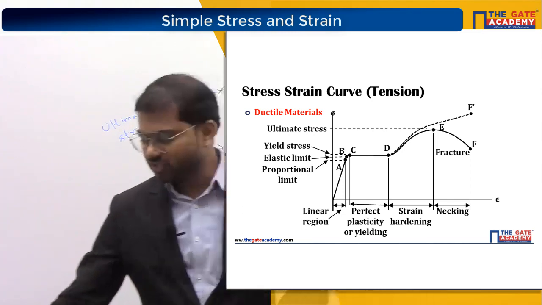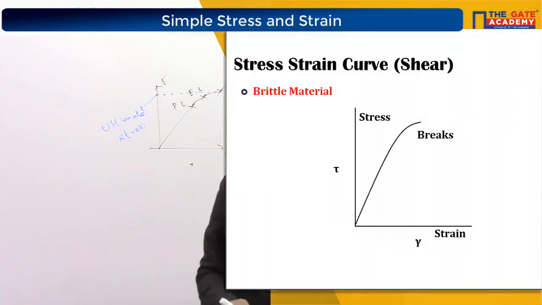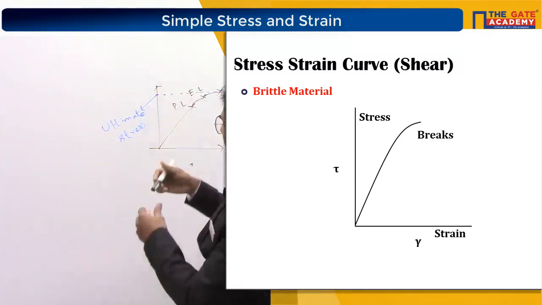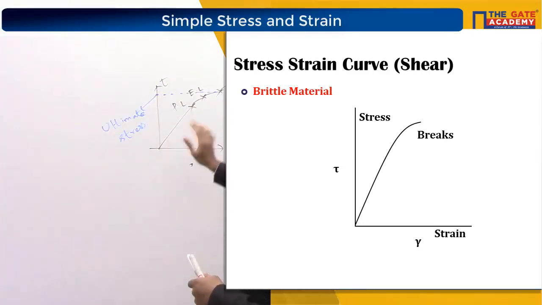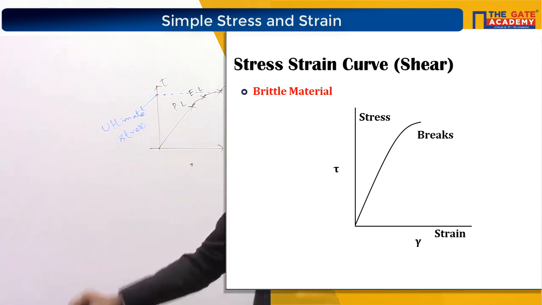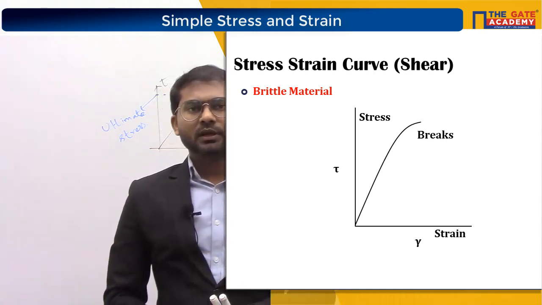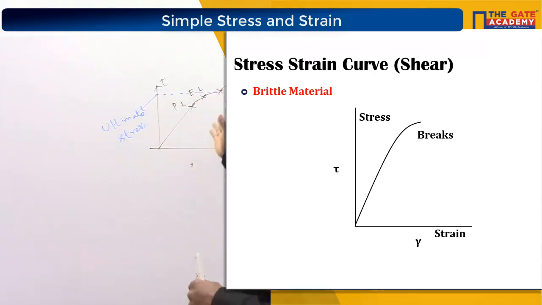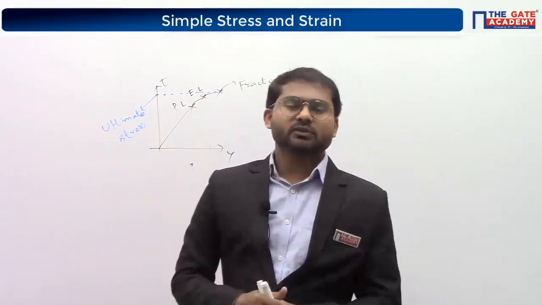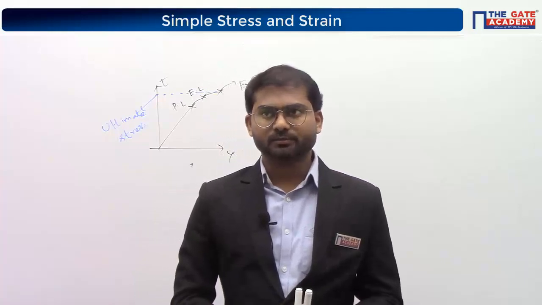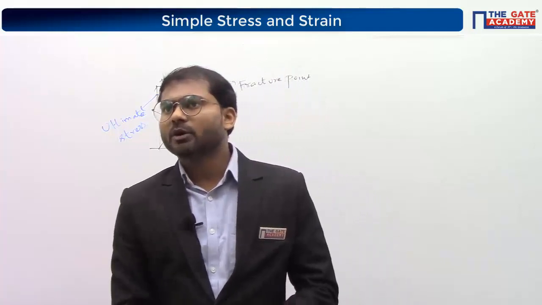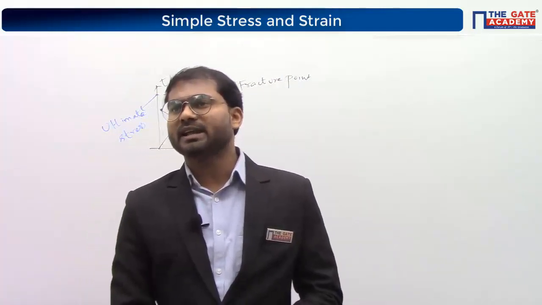Again, if you see the diagram for brittle material under shear, you will get the same type of diagram. So I can put this as shear stress and this is shear strain. So you'll have fracture directly. So we observe from these four curves that ductile materials will have a plastic region, but brittle materials will not have a plastic region. Understand?